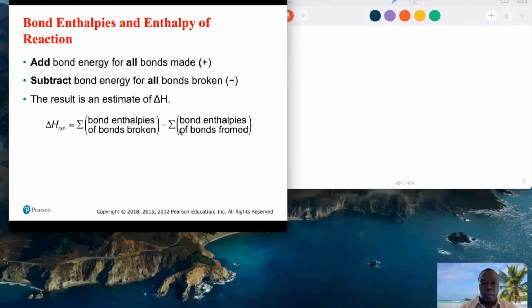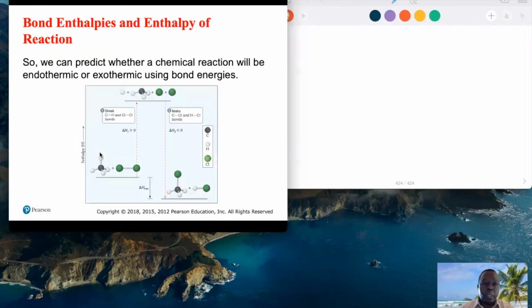Bond enthalpy is formed, and then we add all of them made and subtract the bonds for all broken. So if you think about this, bonds made means it is the product, because we are breaking the bonds in what? In the reagent, you need to break that. So let's see how this equation works.